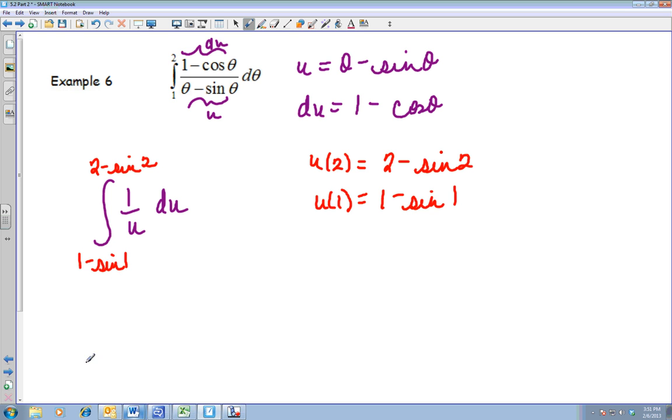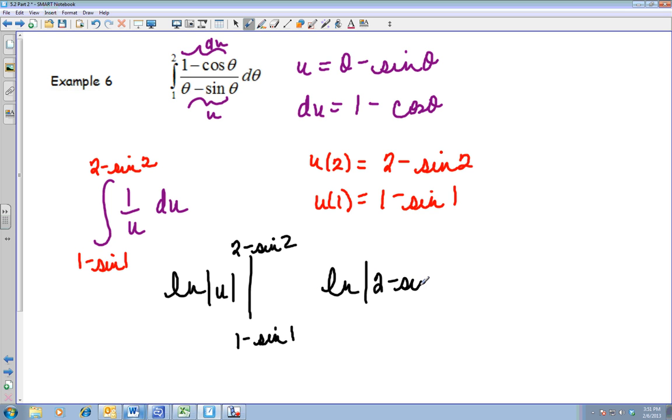So we have our new upper and lower limits. Well, let's go ahead and integrate. So 1 over u is going to be natural log of absolute value of u from 2 minus sine 2 to 1 minus sine 1. Okay, so now I'm going to take each of these and plug them in. I'm going to do my top one first. So I have natural log of 2 minus sine 2 minus natural log 1 minus sine 1.